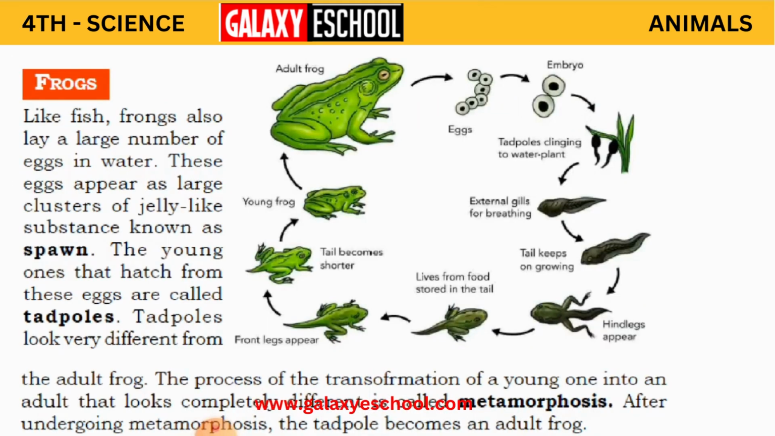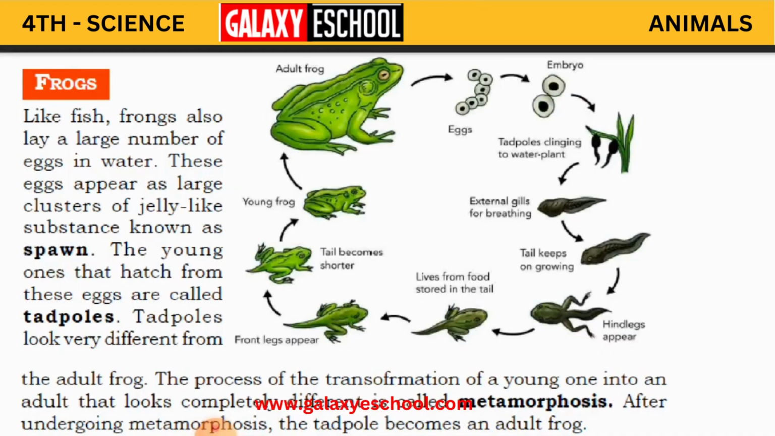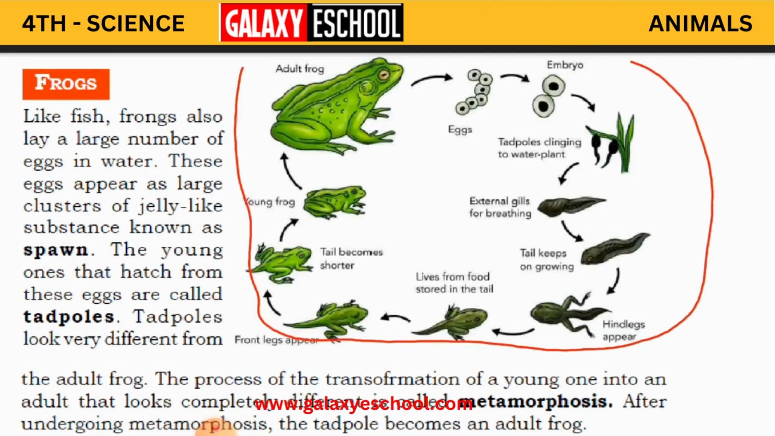So this is a picture of the life cycle of the frog here. If you observe this picture, children, this is the life cycle of the frog. Like fish, frogs also lay a large number of eggs in water. These eggs appear as large clusters of jelly-like substance known as spawn. See, these eggs appear as large clusters.